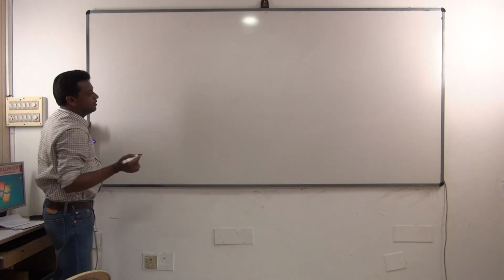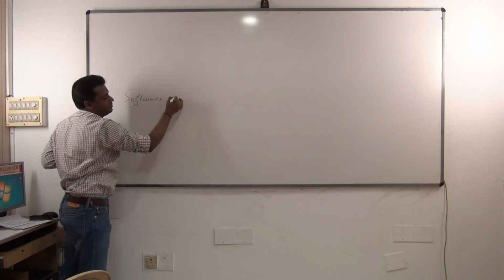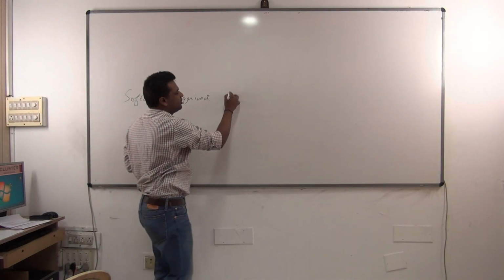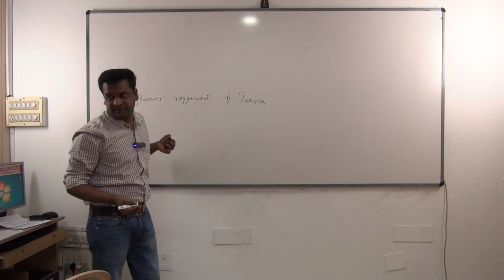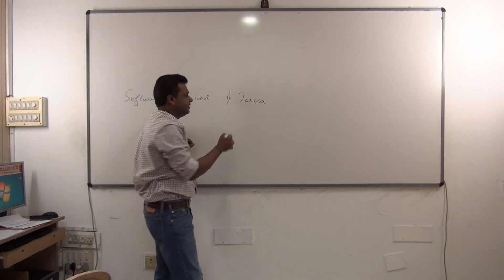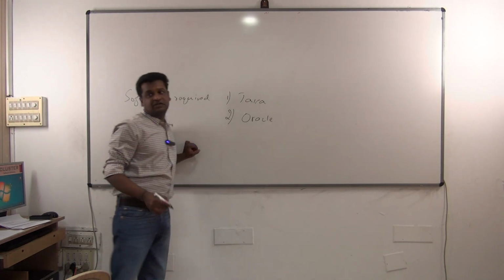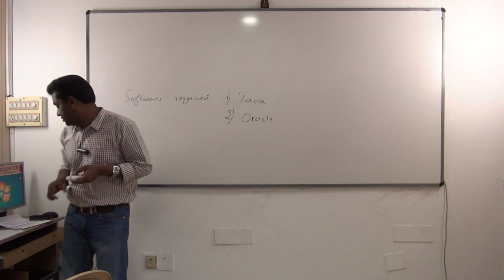The next thing you have to understand is that software is required. We need some software for executing this program. There are two things you have to install. One would be Java, the other one would be any database. MySQL, Oracle, anything, but I'll be going with Oracle. So these are the two software which you should have installed in your computer.